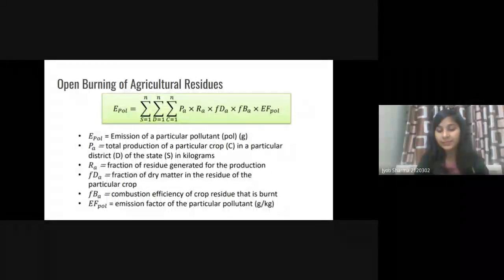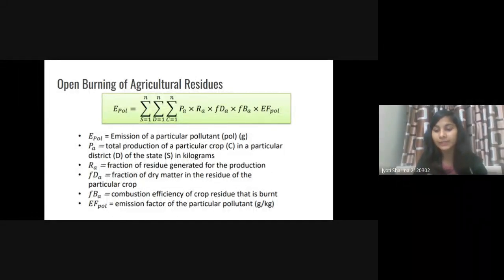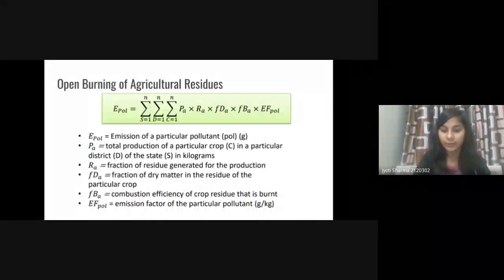So here, by this unit you can estimate what we mean by the emission factor. This is like gram per kg. So per kg of the crop, how many grams of that pollutant you are releasing. So this is the emission factor, by which you can calculate how much pollutant you are releasing because of that residue burning or the agricultural burning, right?